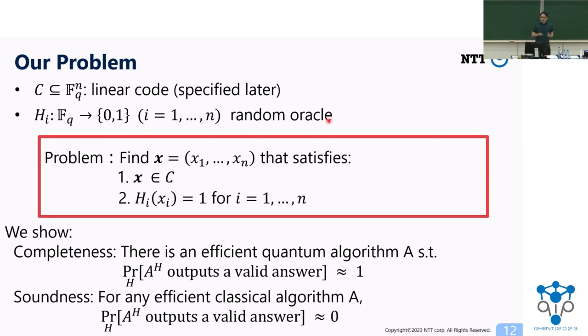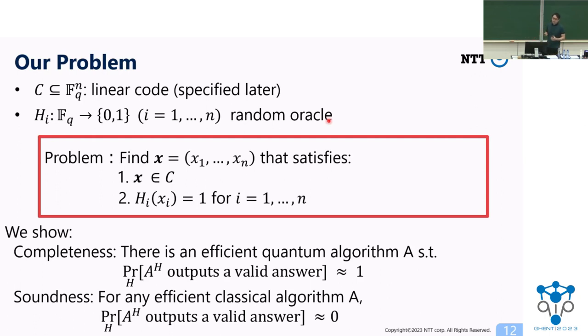So recall that our main result is to construct some problem that is easy for quantum computers, but difficult for classical computers. And the problem is described here. C is some linear code over a finite field F_q with length n. In other words, C is just a linear subspace of F_q to the n. The concrete instantiation of C will be mentioned later. And we also use n random oracles, h_i, for each i from 1 to n. And for each i, h_i is a function from F_q to {0,1}, so it is a random function with 1-bit output.